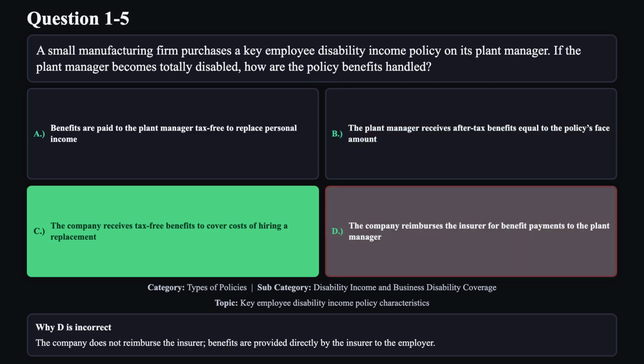Reason D is not correct. The company does not reimburse the insurer. Benefits are provided directly by the insurer to the employer.